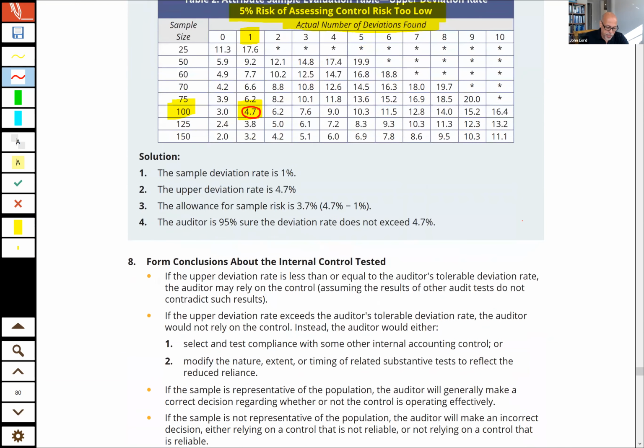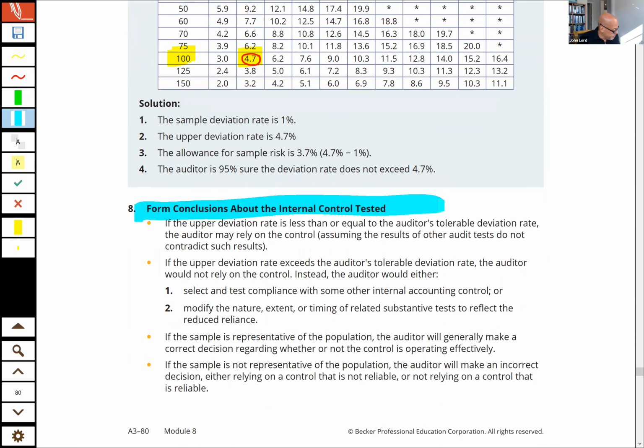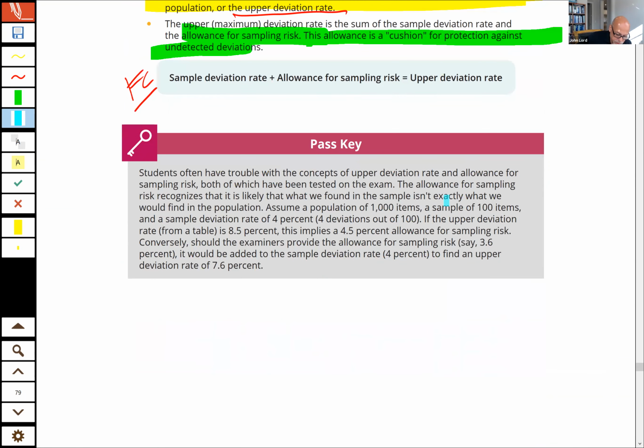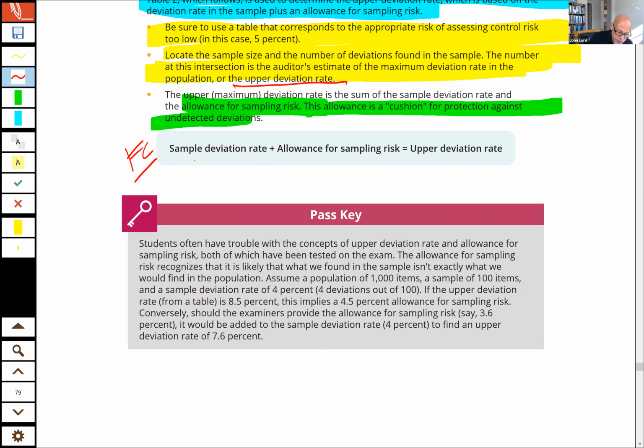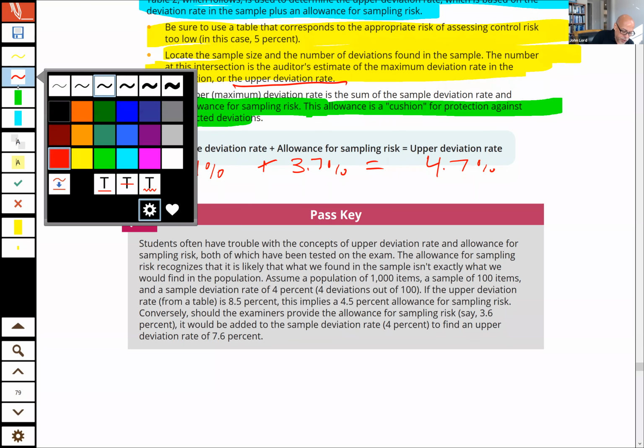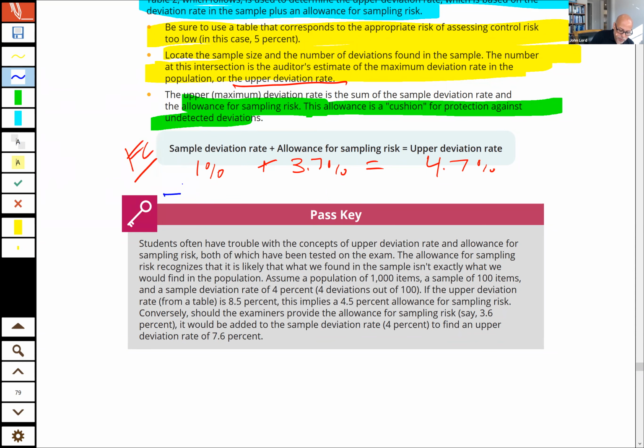Okay, good. Now that we have that upper deviation rate, we can form a conclusion based on what we see. But I promised you I'd come back to this formula before we go to that. I thought it's worthwhile to put in the numbers from our example. Our sample deviation rate in that little example was 1%. We added the allowance for sampling risk, which was 3.7%. That yielded us the upper deviation rate of 4.7%. Now, the problem that I have with that flashcard suggestion is the way it really works: you pull from the table what your upper deviation rate is, you know what your actual deviation rate is, and they ask you to calculate the cushion, which is the allowance for sampling risk. So that's probably another way to flashcard that formula.